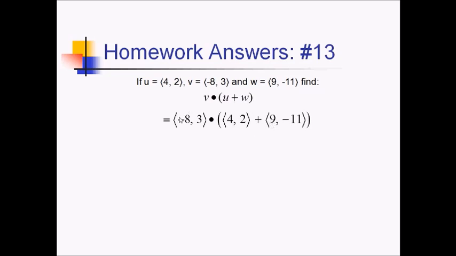So we've got negative 8 comma 3 times, and now we have 4 plus 9, which is 13, and 2 plus negative 11, which is negative 9. Now I'll dot multiply. So we've got x times x, negative 8 times 13, plus y times y, 3 times negative 9. This is, let's see here, negative 104 plus negative 27, which comes out to negative 131.